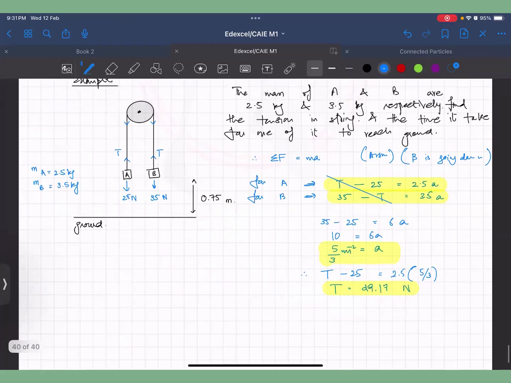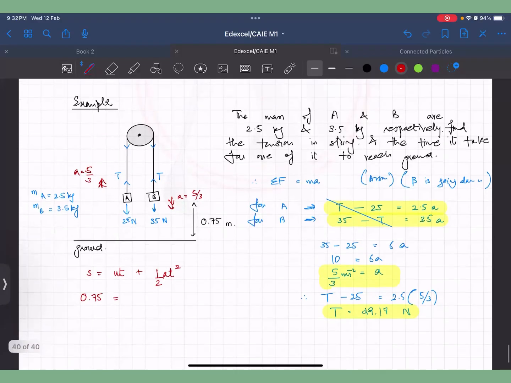Okay. Now the next part, once we've got the acceleration, is kinematics. This is going down with acceleration of 5/3. This is going up with acceleration of 5/3. Now, how much time is it taking to reach the ground? So the displacement is 0.75. To reach the ground, it has to displace 0.75. So you can use S is equal to ut plus half at square. So S is 0.75. Initial velocity is 0.